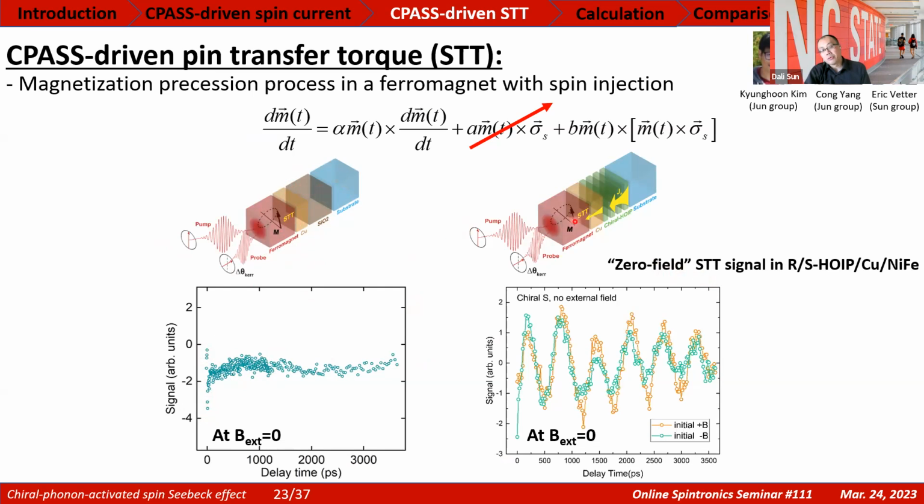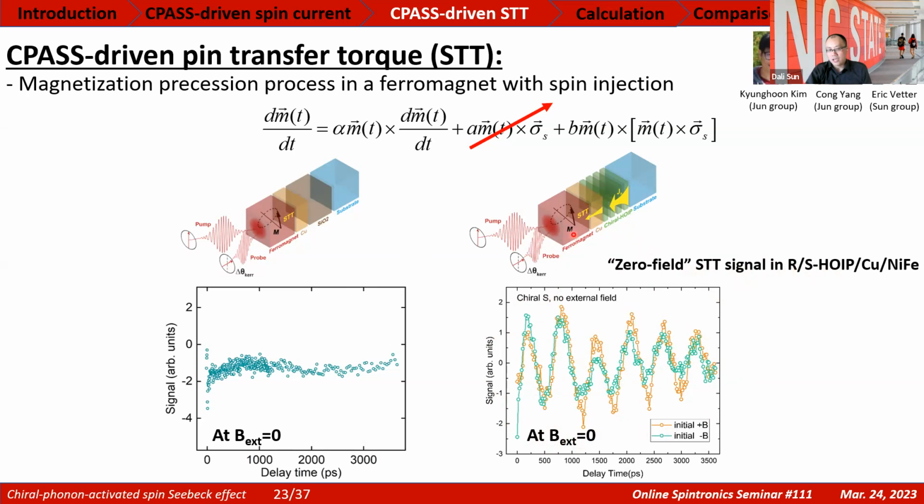Then it turns out that if we replace the silicon dioxide with the chiral perovskite, we generate chiral phonons, which generate spin current, and the spin current is injected into the ferromagnet without any magnetic field. We do this at zero field, and we see a very obvious oscillation of the magnetization signal. It's not from the MOKE signal anymore; it's from the magnetization signal detected by MOKE, of course. You see a very well oscillated signal, and its frequency matches the copper-only devices, indicating zero-field STT signals.